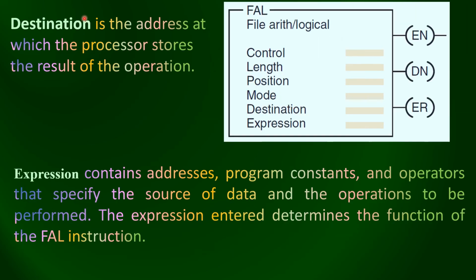Then the destination. Again, the destination address we have to write, and of course the length of the destination and the length of the data from where it is being transferred should be the same. What is expression? Expression contains addresses, program constants, and operators that specify the source of data and the operation to be performed. The expression entered determines the function of the FAL instruction.